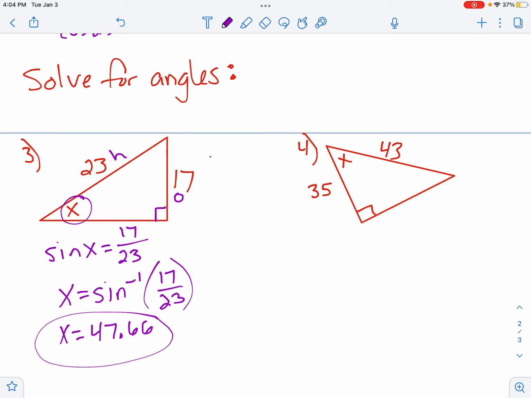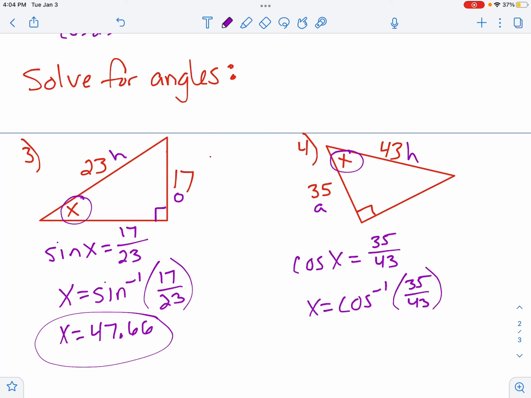All right, on the next one, I'm going to circle the angle that I need, and I'm going to label my side. So I have adjacent and hypotenuse. So for this one, A and H would be cosine. So I have cosine of x equals adjacent 35 over hypotenuse. Again, my x is an angle. It's inside the cosine function, so I'm going to have to take the inverse of it. And I'm going to plug that in. So my second button, cosine of 35 divided by 43, and that should give you an angle measure of 35.52 degrees.